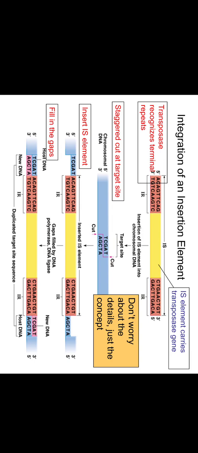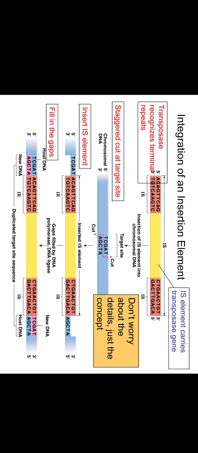Now you can see transposase recognizes the terminal repeats. These repeats, IR, which is written in black and which is at the ends of the DNA, are insertional repeats present in the insertion sequence. Then the insertion of the insertion sequence into the chromosomal DNA.